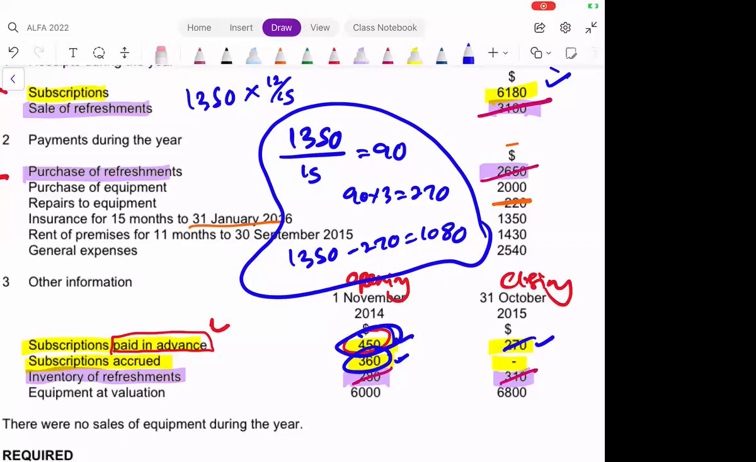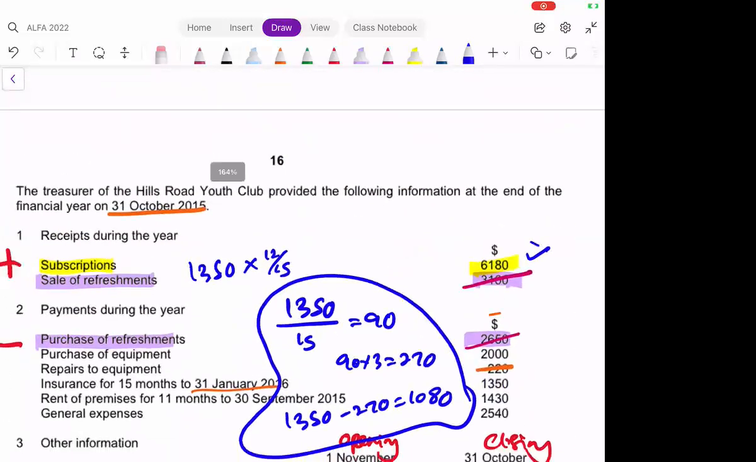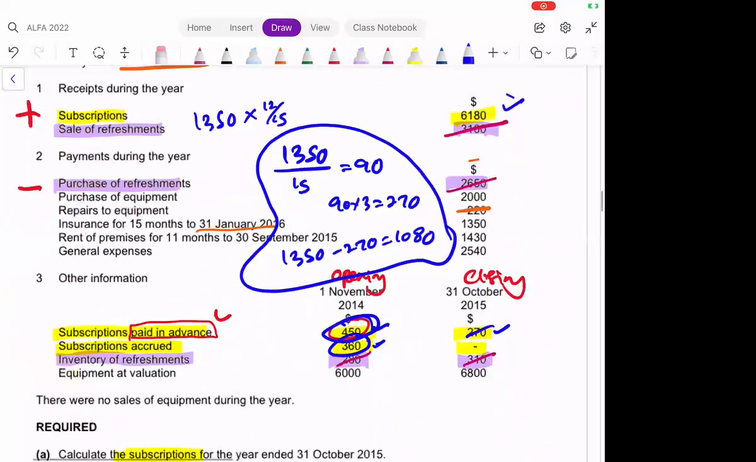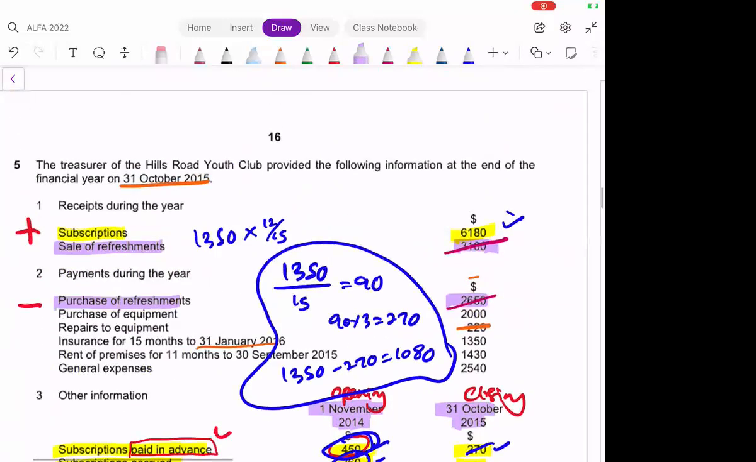Okay, 31st October 2015, 3 months. Why 12 months? Aha, that means you don't understand. Watch me. We are doing accounts for 1st November 2014 until 31st October 2015.